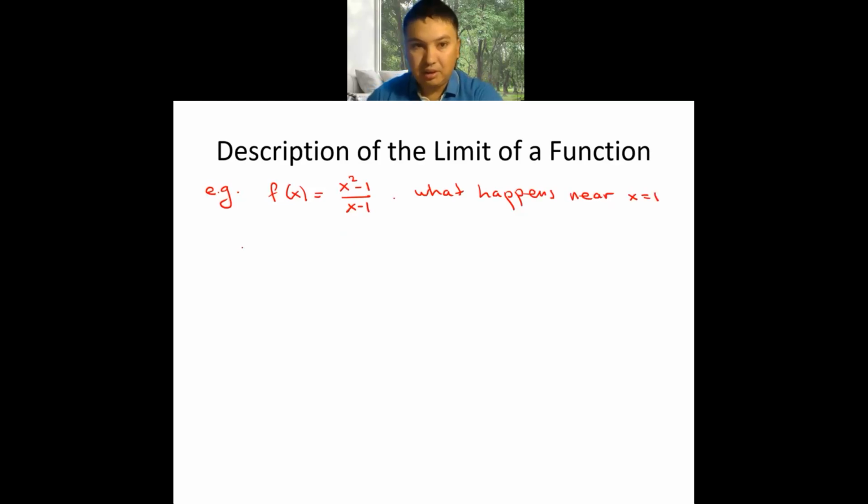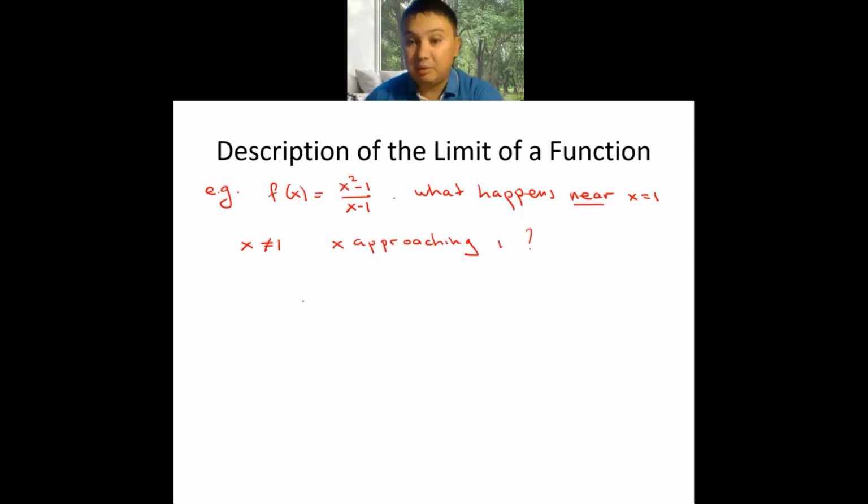You cannot let x equal 1, so x cannot be 1. Because if you let x equal 1, you will get 1 minus 1 over 1 minus 1, so it would become 0 over 0, but you cannot divide by 0. However, we can ask the question near 1. When x approaches 1, it doesn't hit 1, but it approaches. What does that mean?